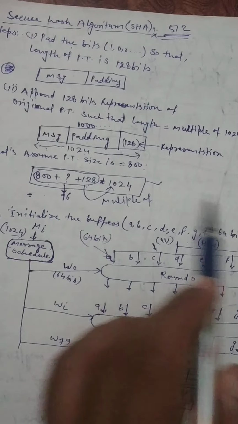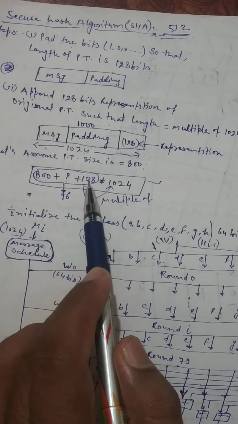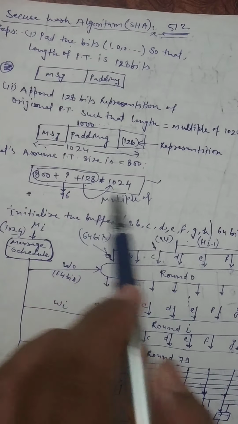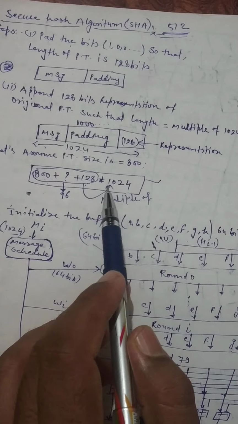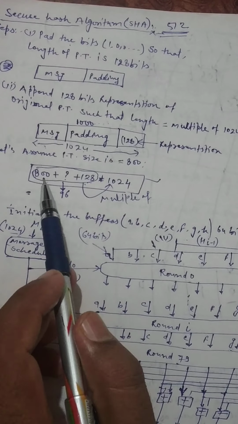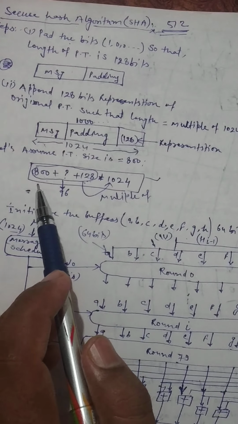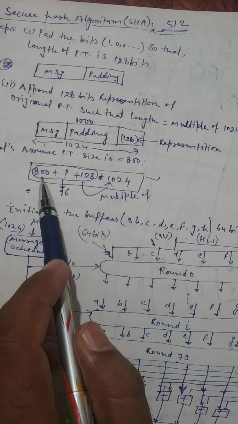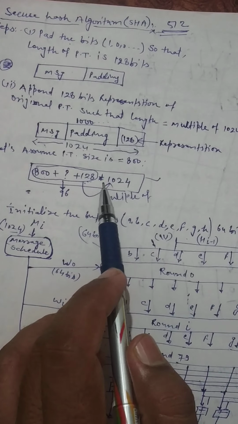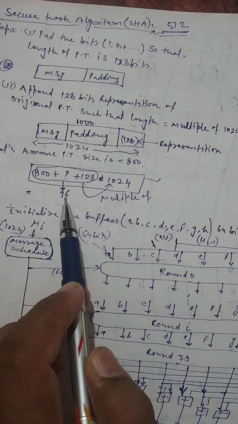Now let's take one example. I have just assumed that my plain text size is 800, so I have written 800. The 128 bits is over here, a part of this. Now I do not know the padding value, and the total should be a multiple of 1024. Very simple logic: in the message digest also a similar concept was there. Add 800 plus 128, and subtract the addition of these two from 1024, so it comes to 96.